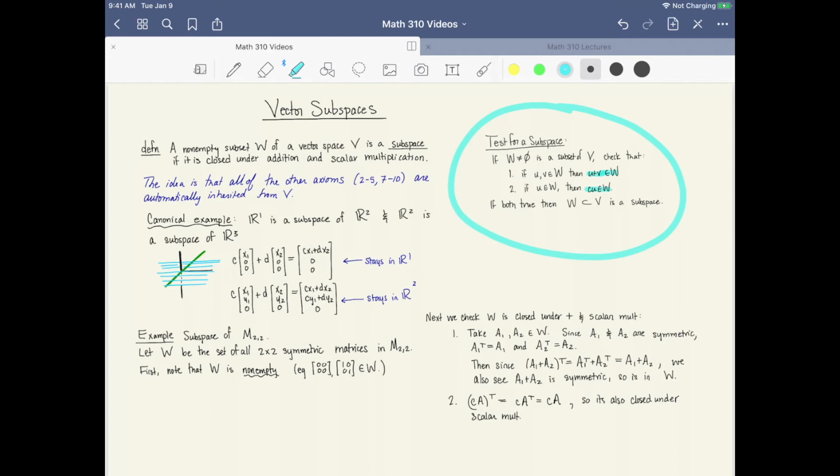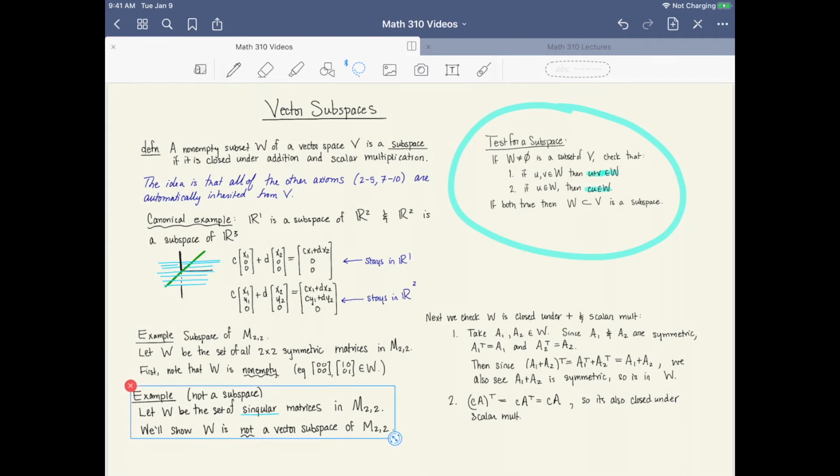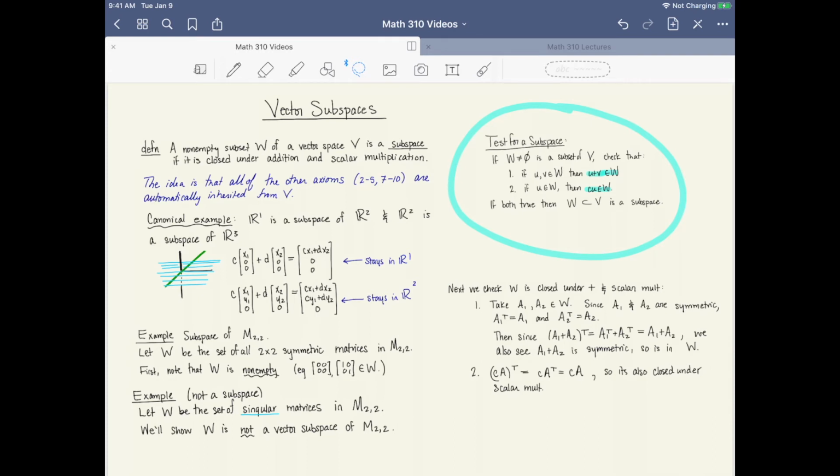In the next example, we're going to see something which is not a subspace. So for this example, let's take not the set of symmetric matrices, but instead the set of singular matrices. So still we're looking at subsets of M2 2, but now we're going to be looking at matrices whose determinant is 0. Matrices whose inverse does not exist. That's what it means to be a singular matrix. So the issue here is that we're going to be able to rig up an example, let's make some space for it, of matrices which are singular, but when we add them together, we get something which is not singular. And that means it's not going to be closed under addition.